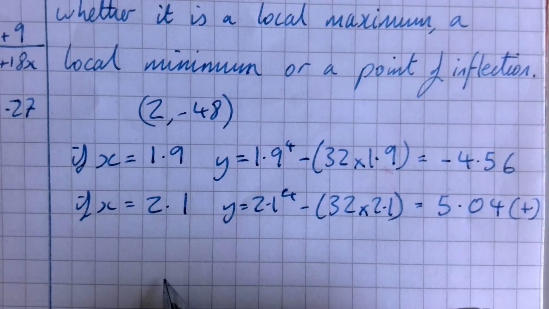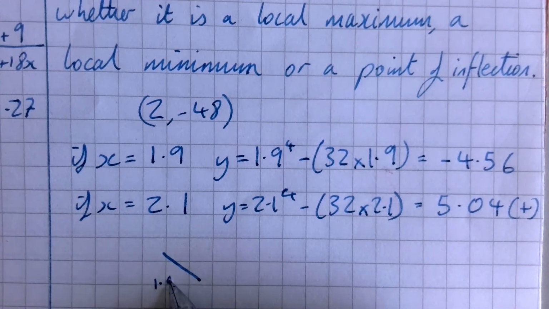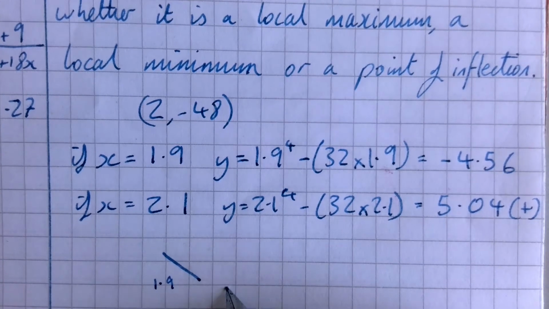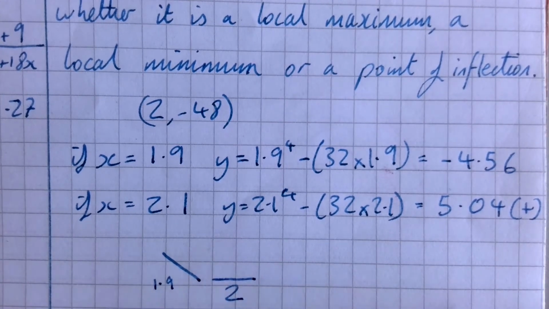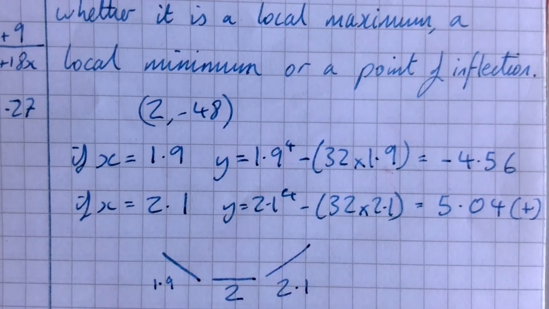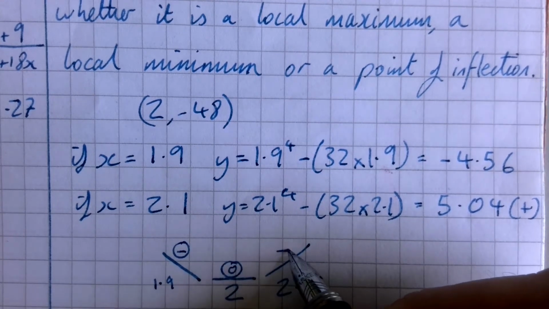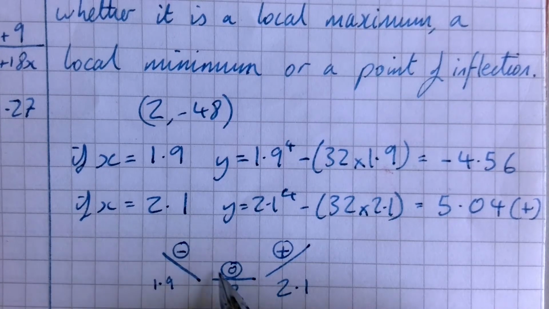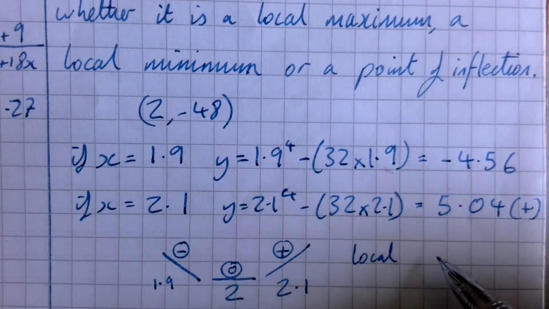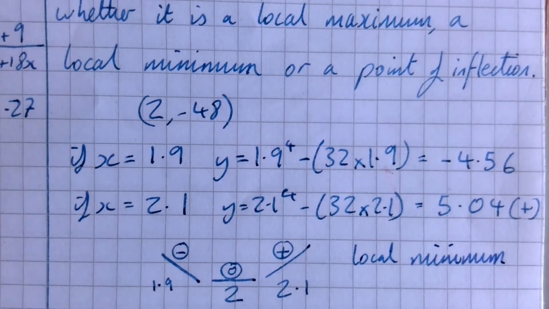When it's at 1.9, it's negative. When it's at 2, it's 0. And when it's at 2.1, the gradient is positive. So that's negative, that's 0, and that's positive, which means it's at the bottom, so that makes it a local minimum. The reason it's called local, by the way, is because at other points in the graph it may well go below that. Okay, so that's that one.